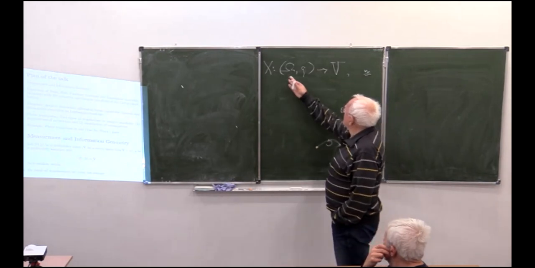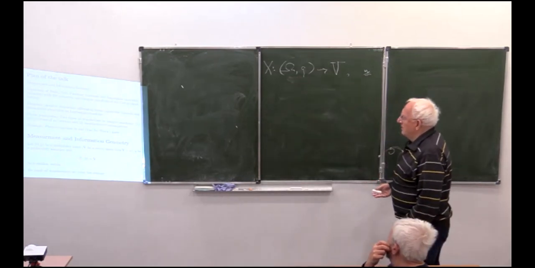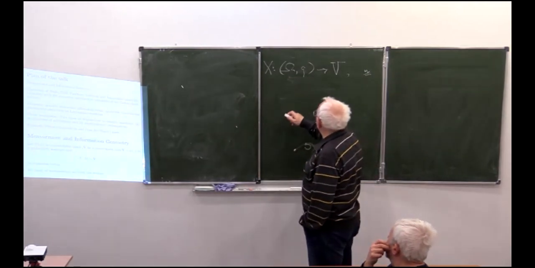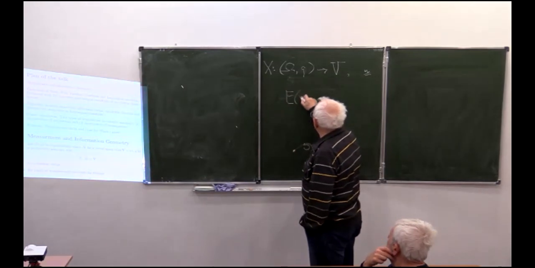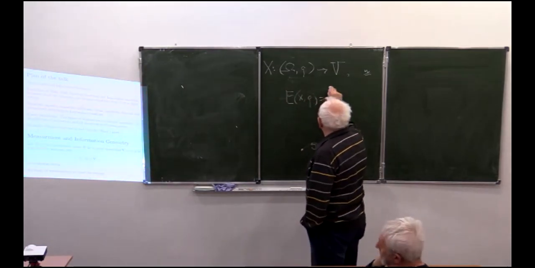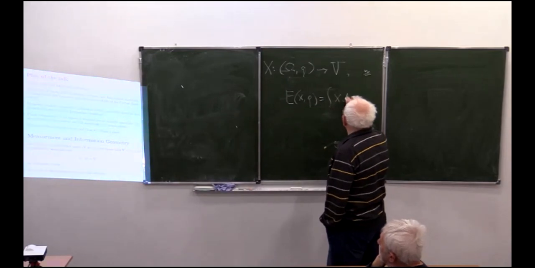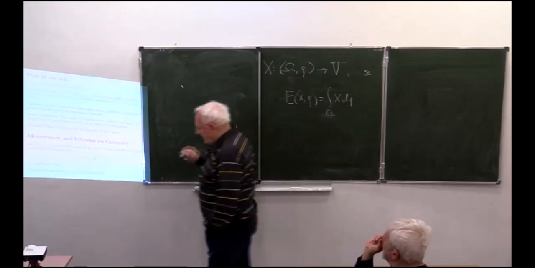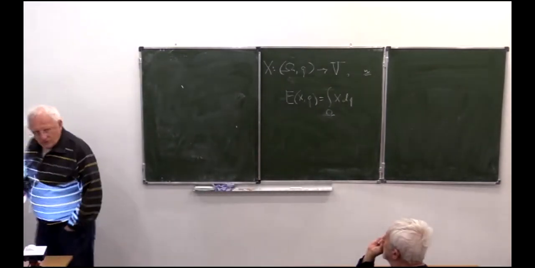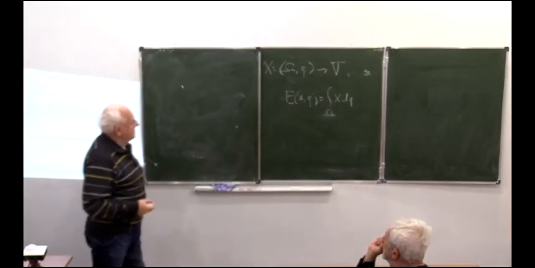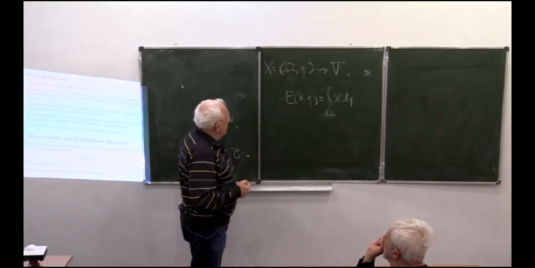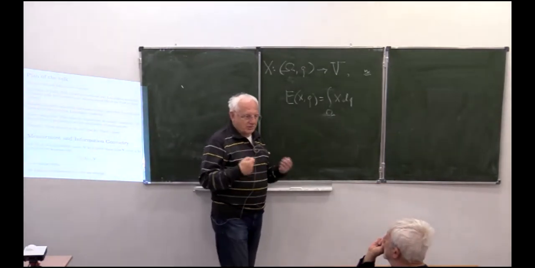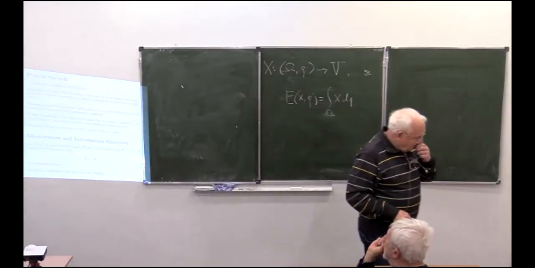In this case, in probability theory, they tell us that the expected value of this x, we'll use this notation, is simply the integral of x over omega. And I will also interpret Q as some measurement device, and this is the result of this measurement.